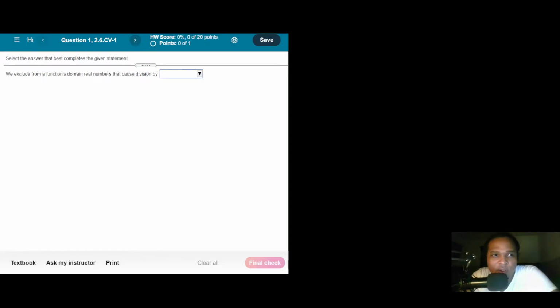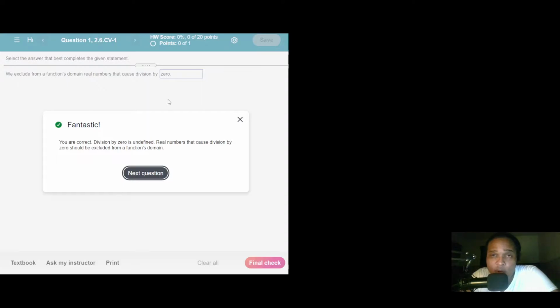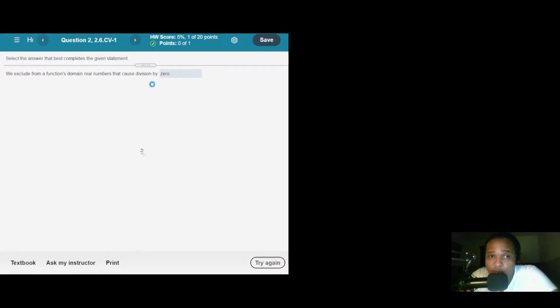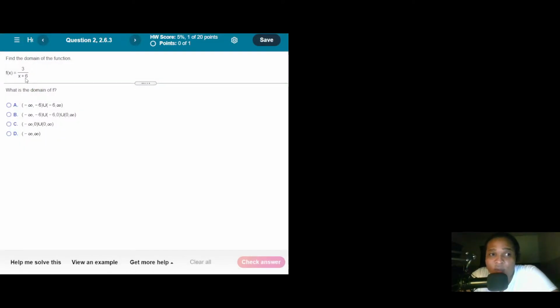So what do we have here? It says, select the answer that best completes the given statement. We exclude from a function's domain real numbers that cause division by 0. Yeah, you cannot have 0 inside the denominator, and we're going to see those a lot. That would be the dead giveaway. Whatever will make the bottom equal to 0, we're not going to put it in there. It should be excluded. So for example, what would make the denominator here equal to 0?